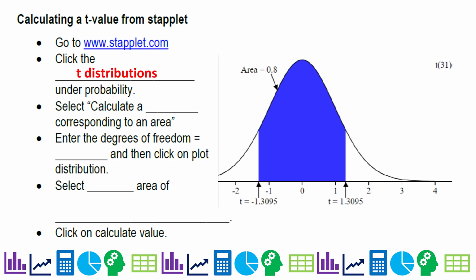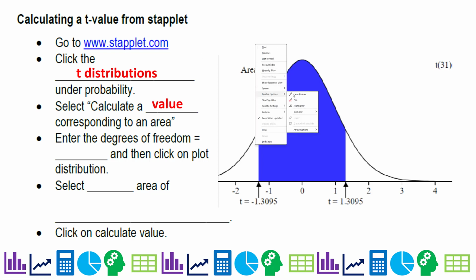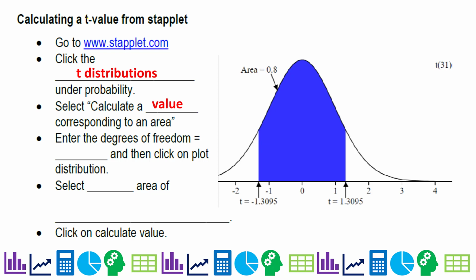You go to stapplet.com, click on t-distributions, and I'll show it to you. Under probability, so you have your first section of the data, and then you have probability. Look for t-distributions. Calculate a value. Remember, we're trying to calculate a critical value. So notice how it says a critical t-value. So that's your hint. We're not doing an area.